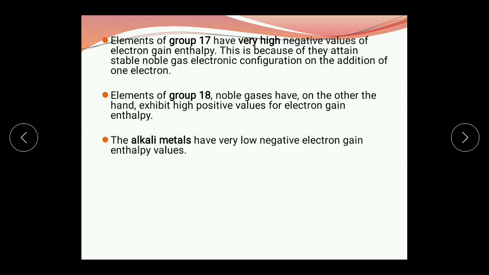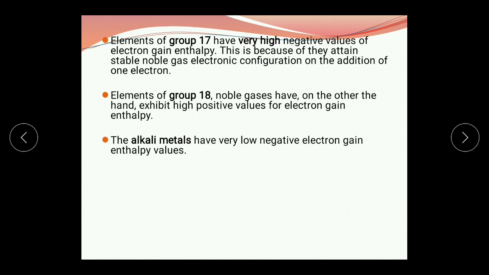On the other hand, the alkali metals, that means group 1, s block, first group, to the extreme left, and 17th group and 18th group, extreme right. Extreme left, that is the first group elements, those are called alkali metals. They have very low negative electron gain enthalpy values. Negative, that means very little energy is released when an electron is added, because alkali metals have the general electronic configuration ns1.